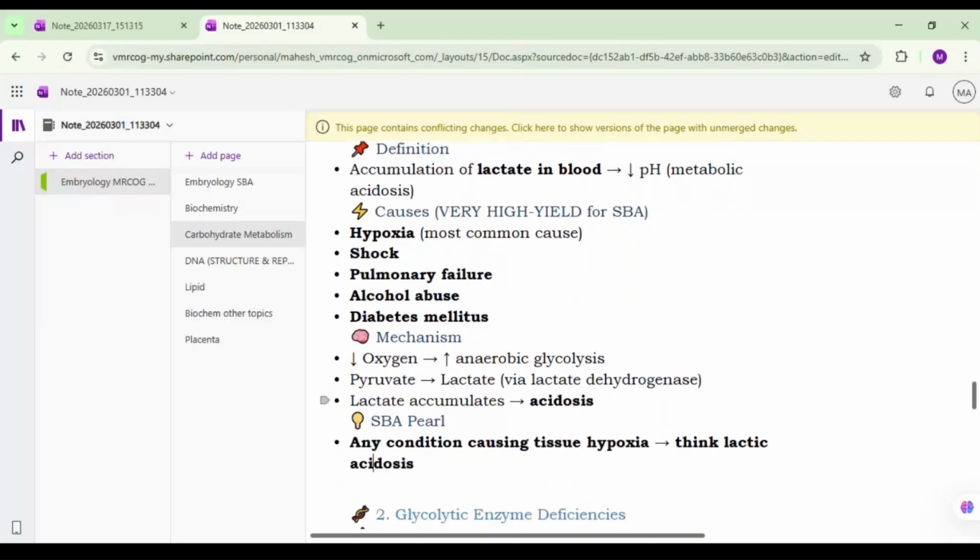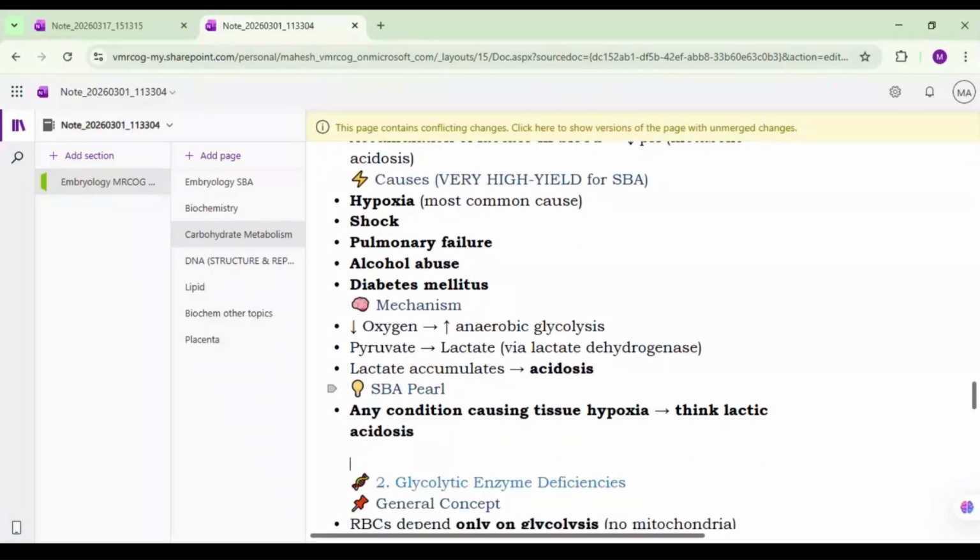Once there is a decrease in oxygen, there will be increased anaerobic glycolysis, so a greater amount of pyruvate is formed. This pyruvate will get converted into lactate via lactate dehydrogenase. Then this lactate will accumulate and lead to acidosis. So any condition causing tissue hypoxia, you think of lactic acidosis.